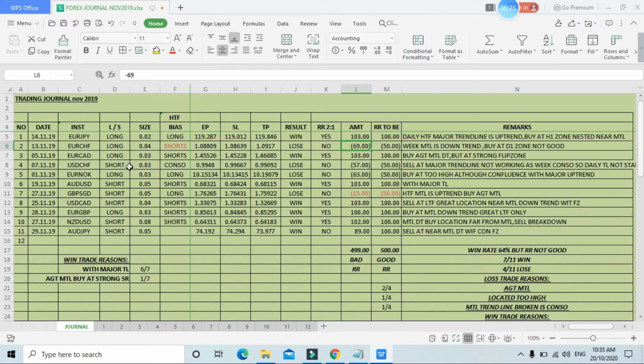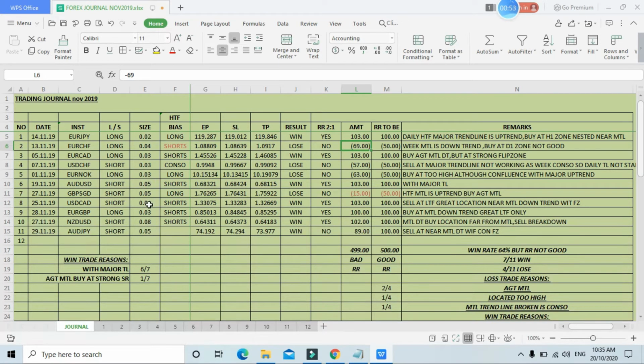So this is an example of a trading journal. This is actually my trading journal. You need to put in the numbers. I will do it monthly. Every month I have one trading journal, with the dates you execute the trade and the instrument, EUR/JPY, EUR/USD, Canada, and long or short. In this trade, are you going long or short, and the size.